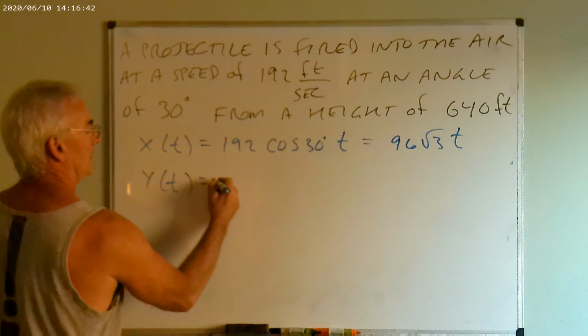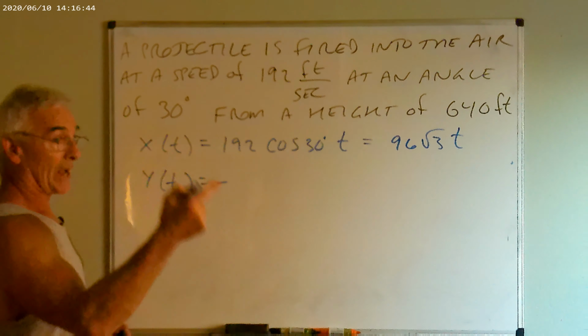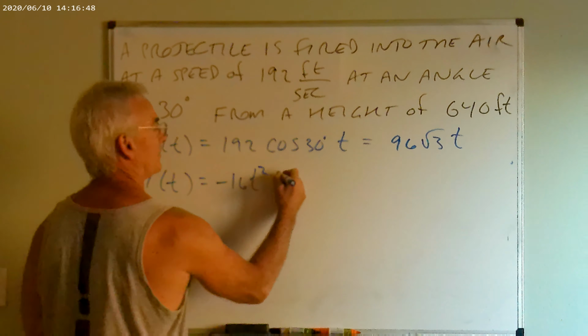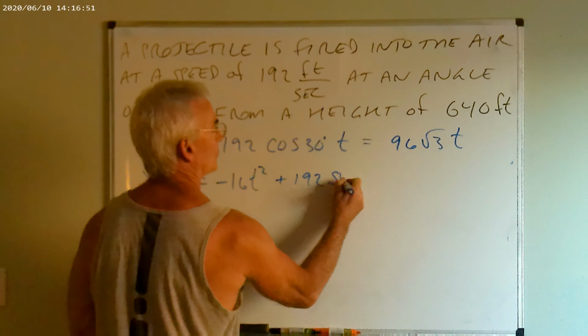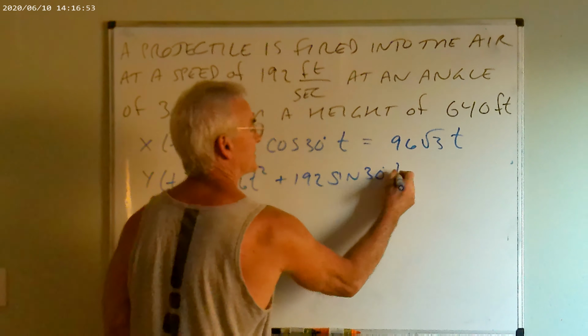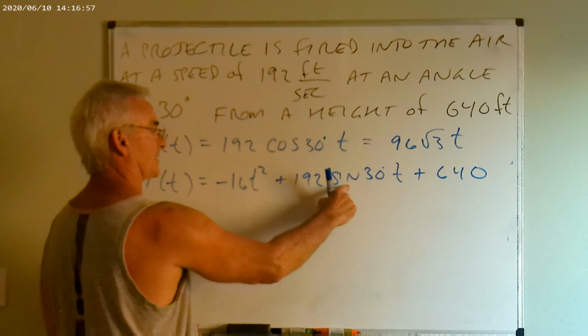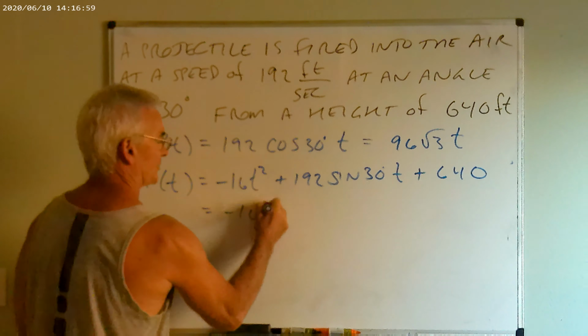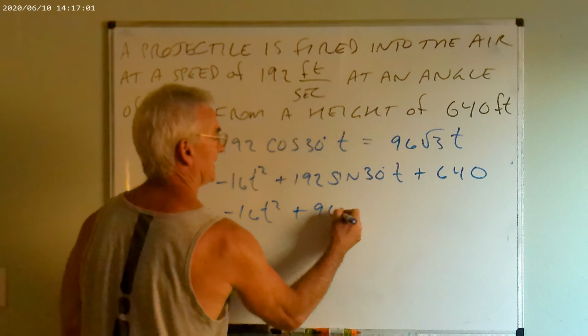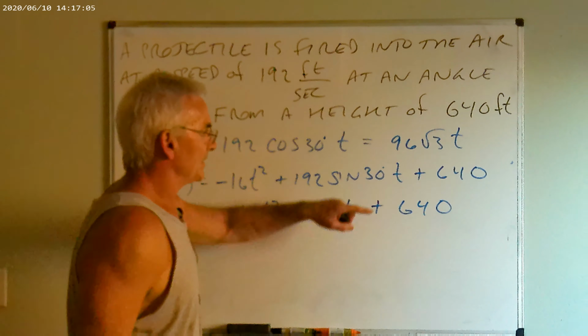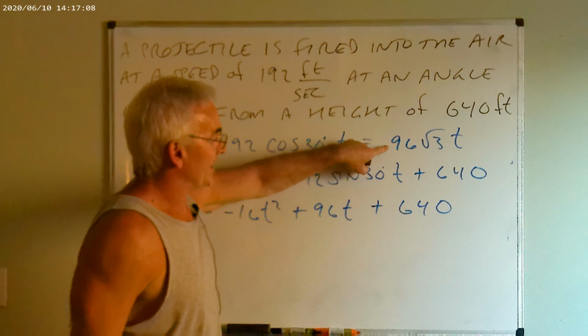Y of t, negative, we will use gravity at 32 feet per second squared. So this will be negative 16t squared plus 192 sine 30 degrees t plus 640. Sine of 30 degrees is just 1/2. So this will be 96t for that term.